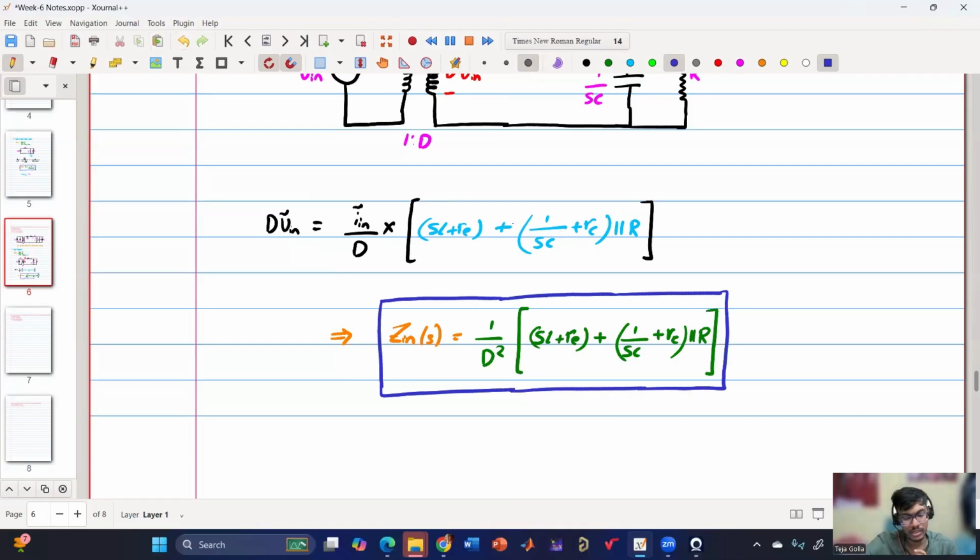So in the previous case, we didn't have RE. Also, we didn't have RC. So the expression was slightly simpler. Now it becomes a little bit more complicated because of the effect of RE as well as RC. Is this clear?